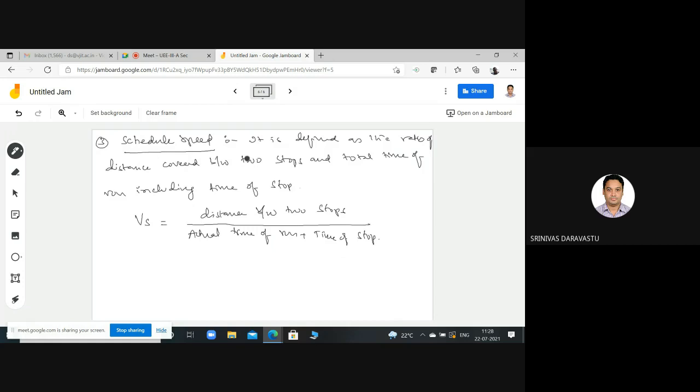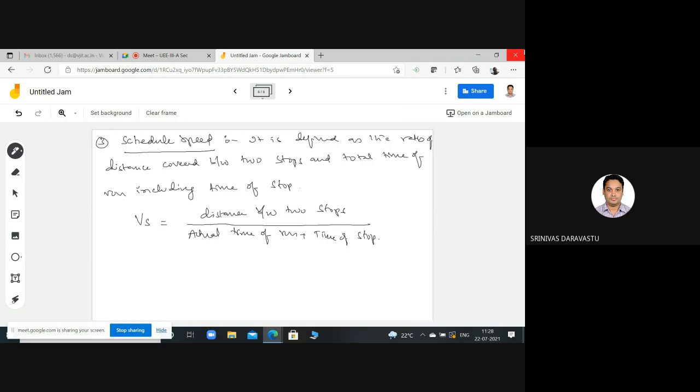And scheduled speed. Scheduled speed is defined as the ratio of distance covered between the two stops and the total time of run including the time of stop. It is represented with Vs. Vs equals distance between the two stops by actual time of run plus time of stop. Generally, what is the scheduled speed? Distance between the stops by actual time of run plus time of stop.